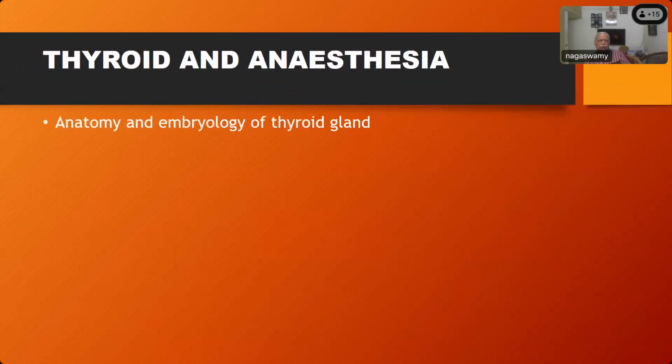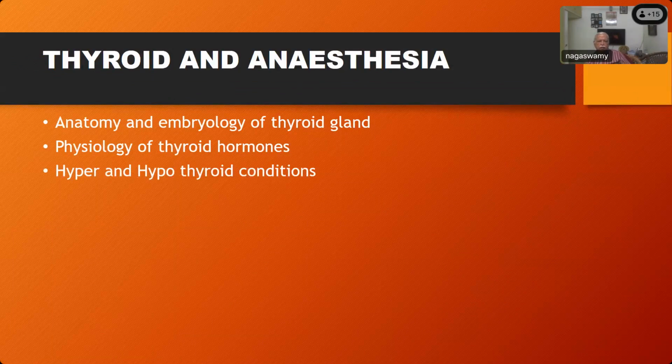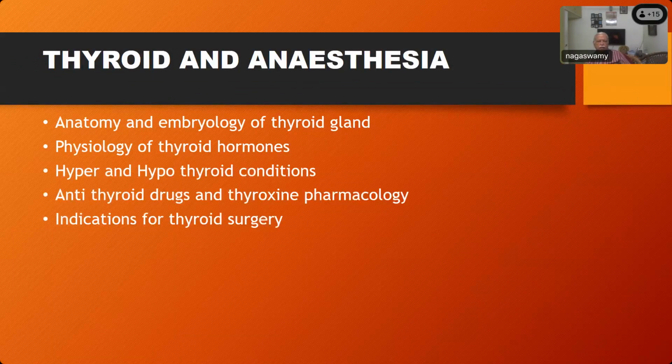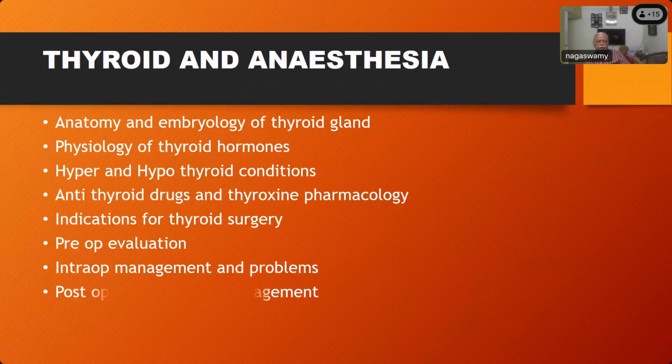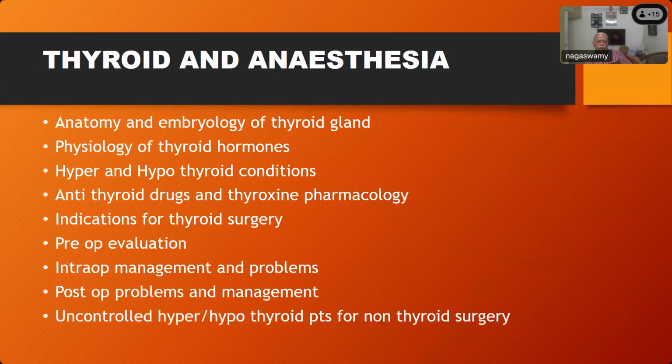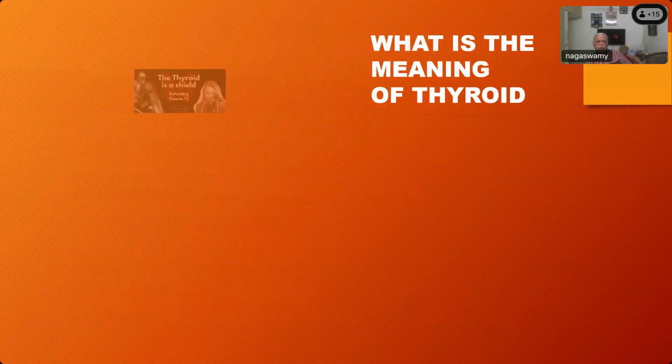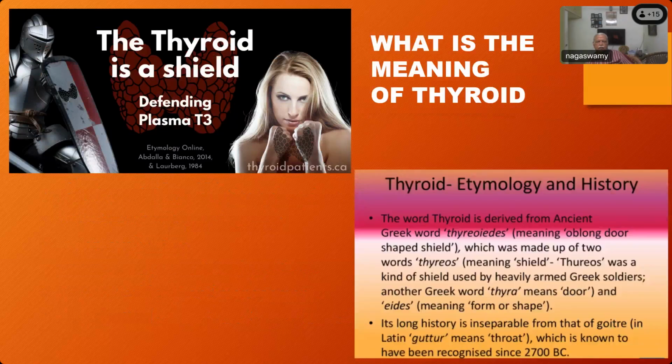So the common thing, anatomy, embryology is very important. Physiology of thyroid hormones, hyper and hypothyroid conditions, antithyroid drugs and the thyroxine pharmacology, indications for thyroid surgery, pre-op evaluation, intra-op management and problems, post-op problems and management, uncontrolled hyper or hypothyroid patients coming for non-thyroid surgery. So why the name it's given?